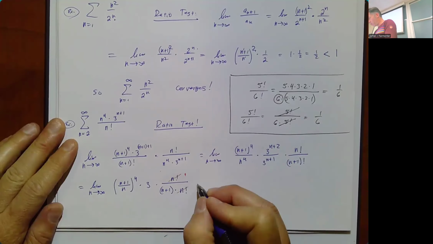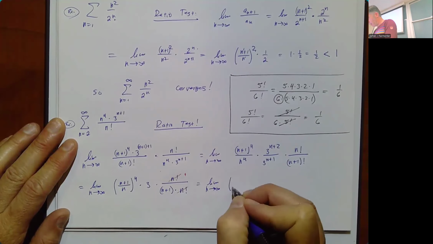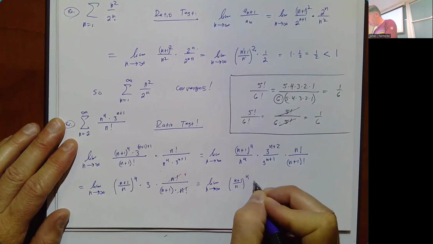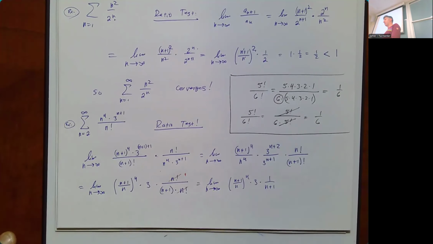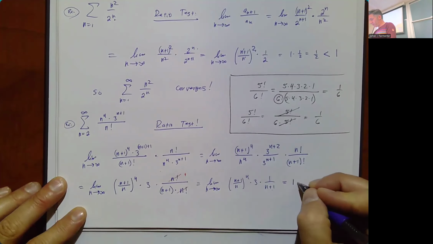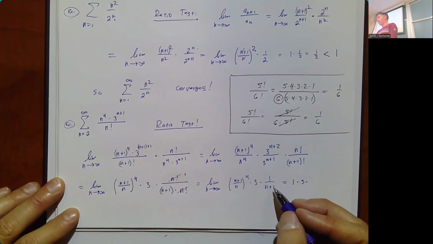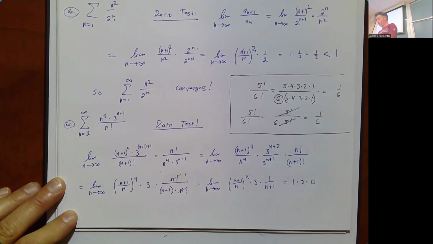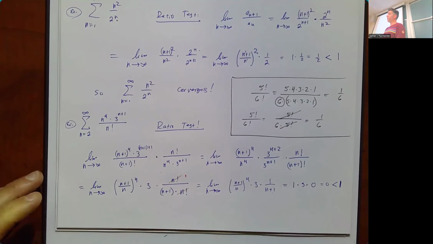So then rewriting this, I have the limit as n goes to infinity of n plus 1 over n to the fourth times 3 times 1 over n plus 1. I suppose if I really wanted to, I could cancel an n plus 1 here and one of the n plus 1s on the top, but I don't really need to do that. Here's what's going to happen. The limit of this part is 1 to the fourth times 3 times the limit of that part, which is 1 over something infinitely large, going to 0. So we get 1 times 3 times 0, which is 0, which is less than 1. So we get convergence.